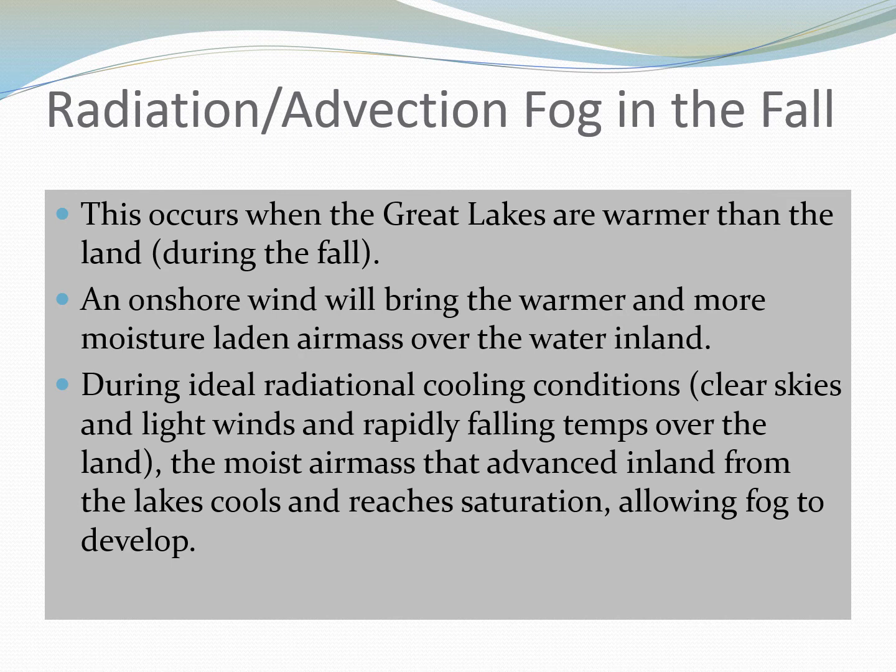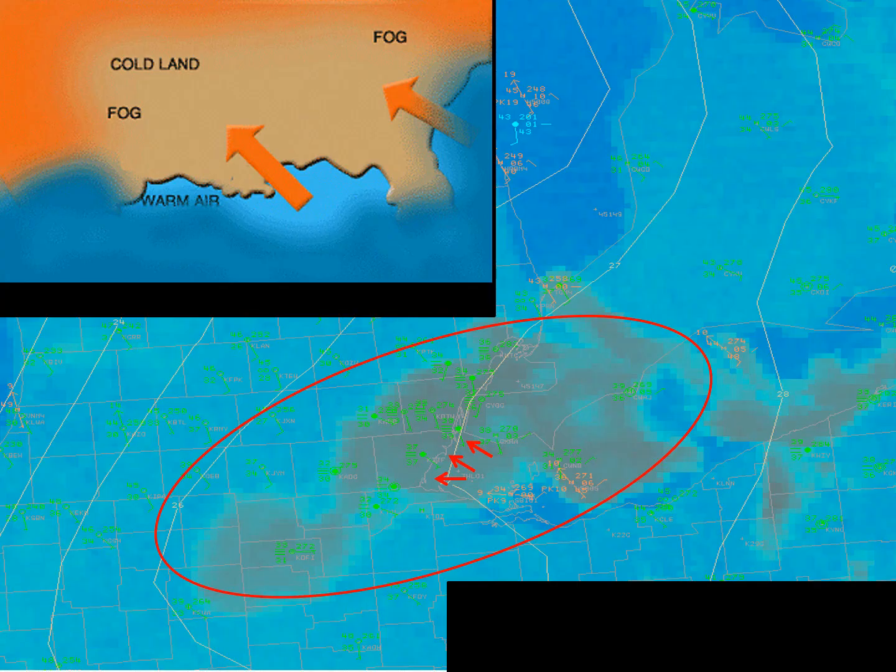So again, an onshore wind will bring this warmer and more moisture-laden air mass from the water inland, and during ideal radiational cooling conditions at night, the moist air mass that advanced inland from the lakes cools and reaches saturation, allowing fog to develop. The image in the top left is actually of the Gulf coastal region, but is used to illustrate the point made in the previous slide.